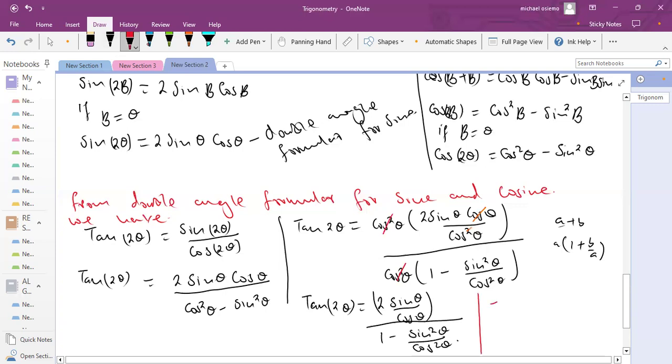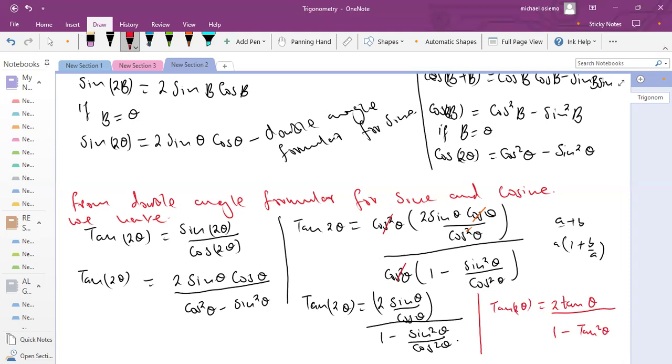Tan 2 theta is equal to 2 tan theta over 1 minus tan squared theta. Why? We know that sin theta over cos theta is tan, and sin squared theta over cos squared theta will be equal to tan squared theta. So this one here is the double angle formula for tan.